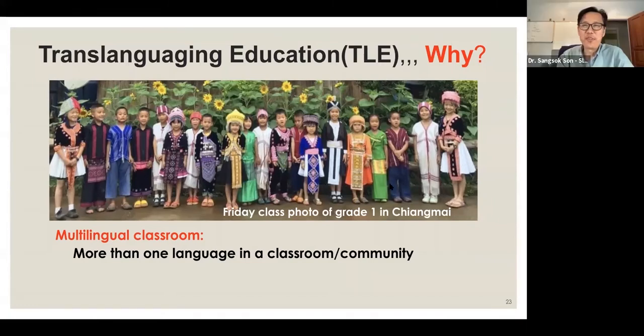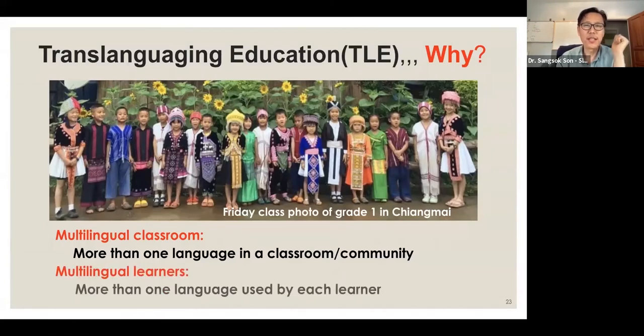So there are 4 to 5 languages that coexist in the same classroom in grade 1. Because of this multilingual classroom, we need translanguage education. Second, students themselves are becoming bilingual and multilingual, okay? So because of these two reasons, I believe translanguage education is very important.